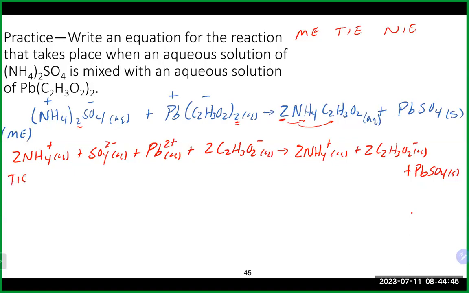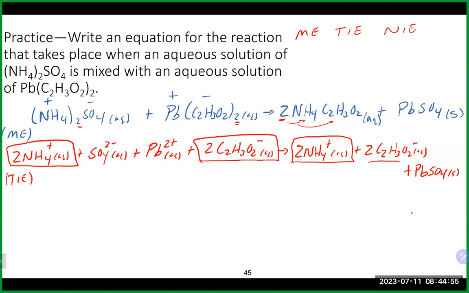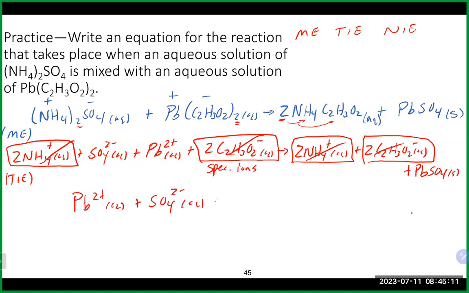And again, here we're going to be looking for our spectator ions. So we got 2 ammoniums on both sides. We also got 2 acetates there on both sides. So these are our spectator ions in the boxes. We will cancel those guys out, leaving us our net ionic equation here, which is, again, our lead going to find our sulfate and going to make that solid lead 2 sulfate in this case. Questions on any part of that there?